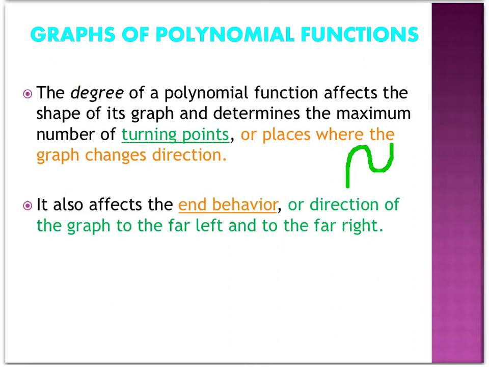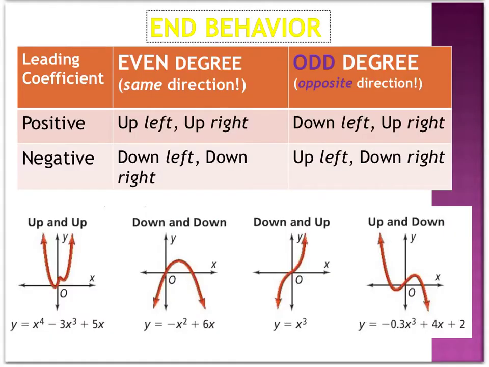Now the degree also affects the end behavior. When I say end behavior, I'm talking about what's happening at the far left and the far right of my graph. So that would be here and that would be here, okay? So what's going on at the ends of my graph, and the degree will also help me determine that. There are 2 things that determine the end behavior of a graph. The first is the degree. The degree is the most important thing. If the degree is even, then the ends of the graph will go in the same direction. If the degree is odd, then the ends of the graph will go in opposite directions.